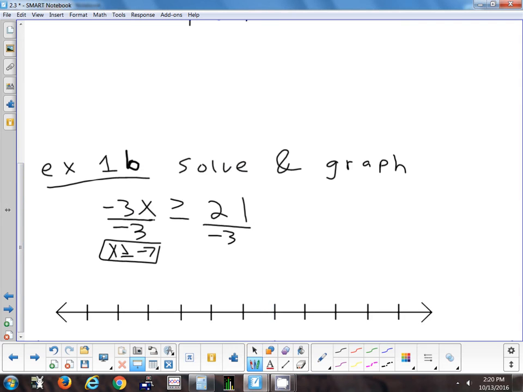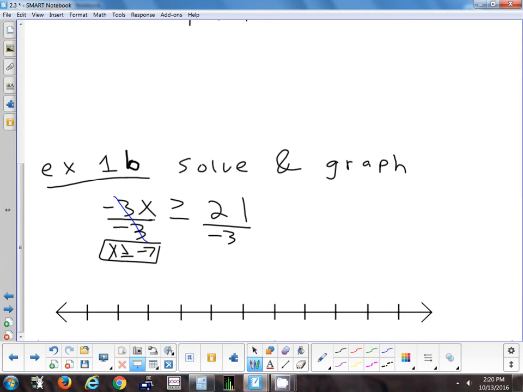Before he graphs that, let's check and see. Does everybody agree with that? No. Oh, you know what? I think I said he flipped it. He kept it the same, kept it pointing the same way. Okay, I like this. We divided by the -3. 21 divided by -3 is -7.